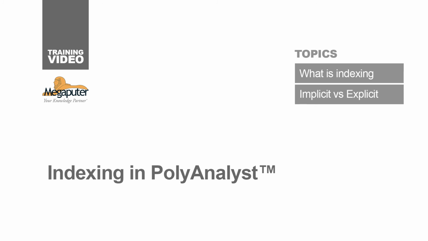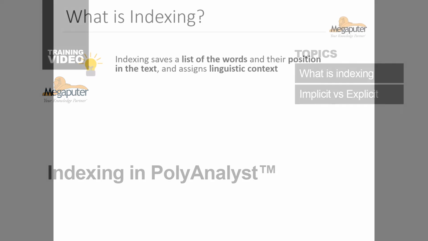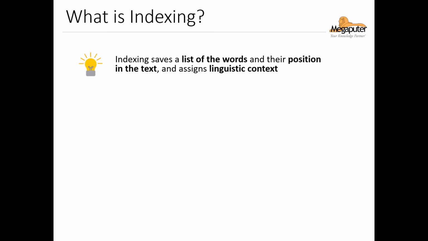In this section, we'll be going over indexing, which is another important aspect of the text analysis process. Let's first define what indexing is and why it's so important. In text analysis, the process of indexing separates each word or lexeme, saves a list of the words and their positions in the text, and tags these with linguistic contextual information.